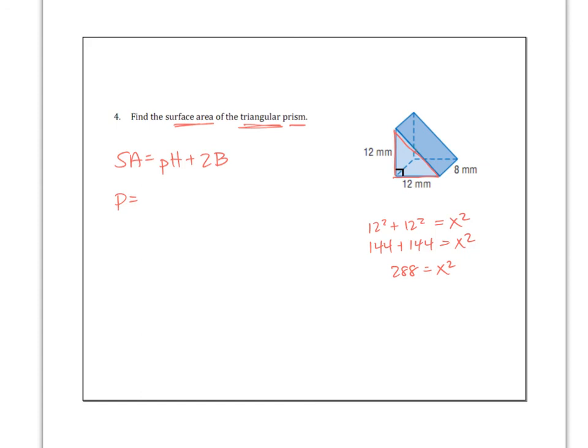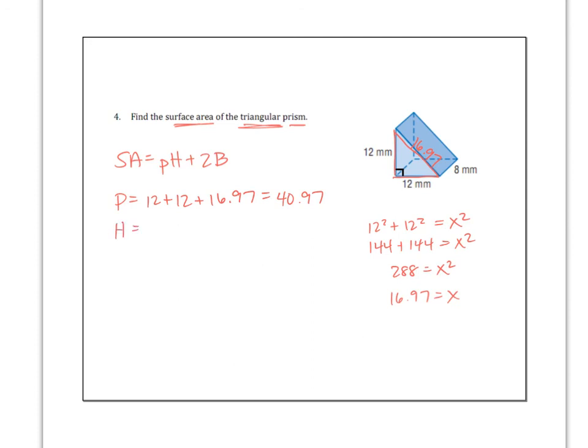So let's see here. I'm going to erase my x. And this is going to be 16.97. Almost 17. Can we now find the perimeter around that triangle, which is the base? Yes, 12 plus 12 plus 16.97. Add those up. You get 40.97.